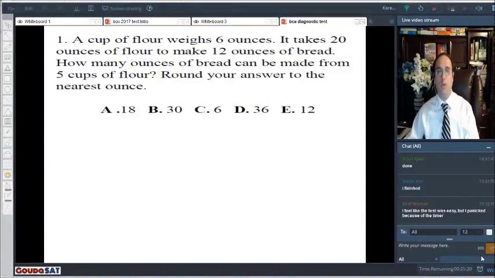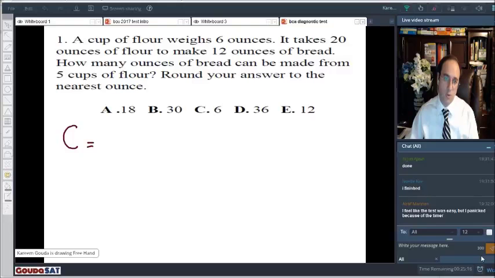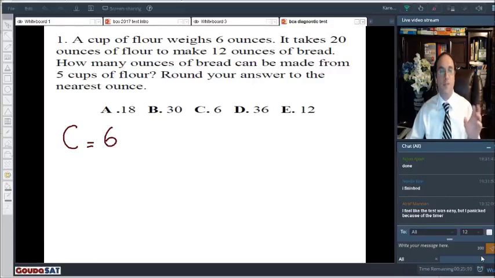A cup of flour weighs 6 ounces. So I go cup equals 6. Okay, that's what I do at the beginning. You should write cup of flour and 6 ounces. You have to put your units. But I still don't know where it's going, so let's keep on moving.